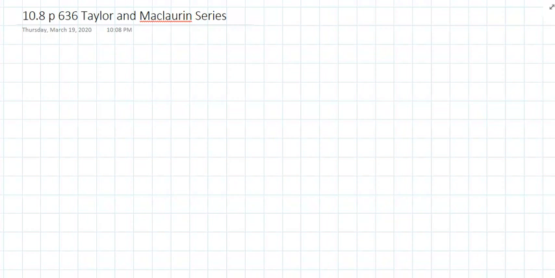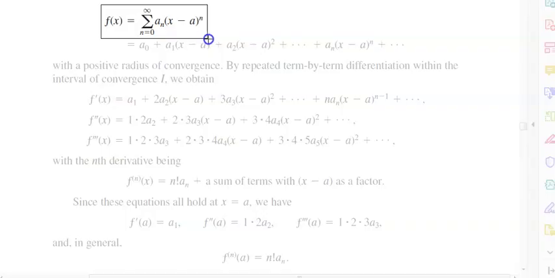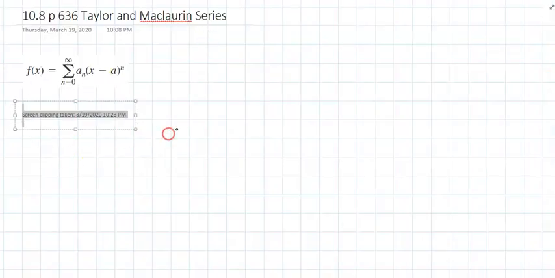Section 10.8 is on page 636, Taylor and Maclaurin series. We start off by looking at a power series. We call that f of x. And suppose f of x looks like this power series right here.